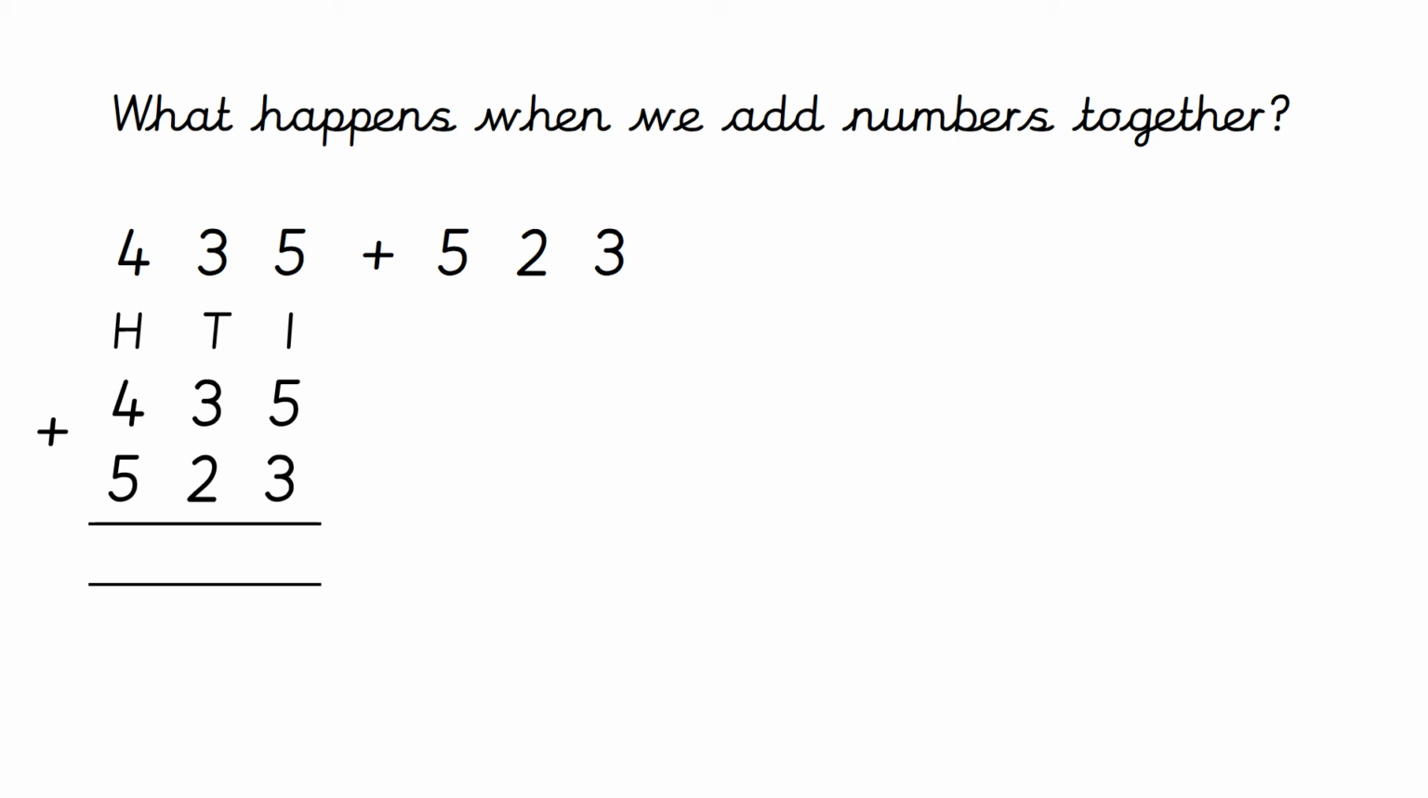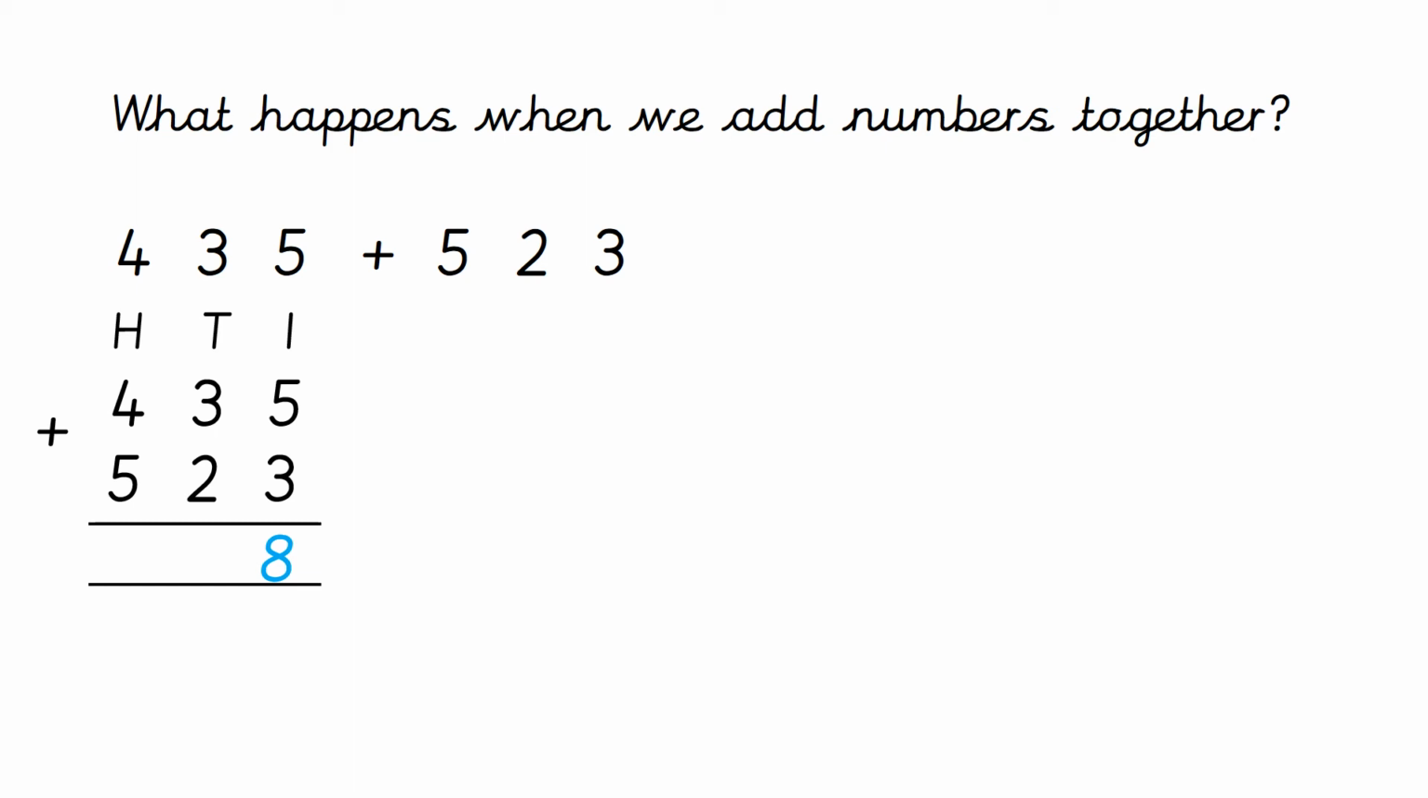Okay, so from there, I'm going to start with my ones column and I'm going to add them together. So I'm going to do 5 add 3, which is 8. And I'm going to write that underneath. Make sure you keep it lined up because if you keep your columns lined up, then it's really easy to do. You'll start to get confused if your columns aren't lined up correctly.